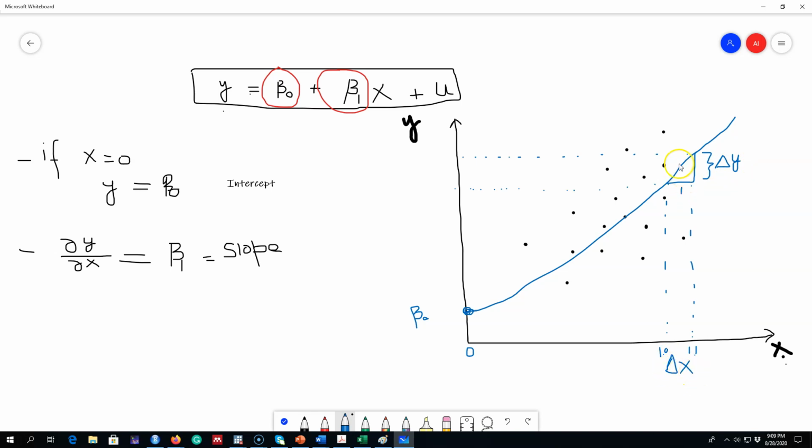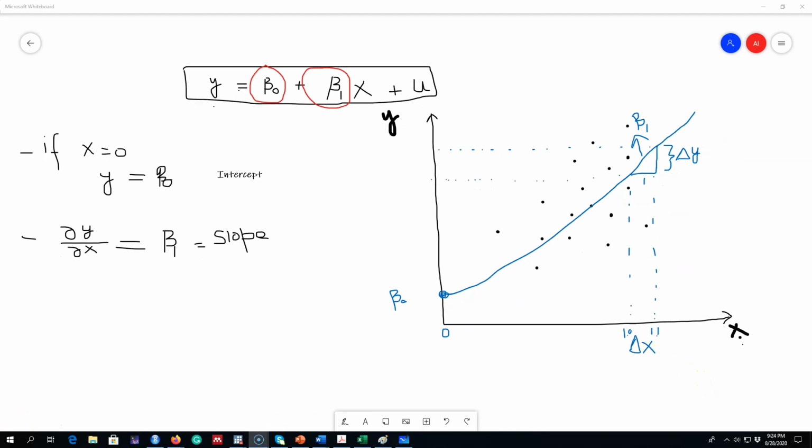And how much is this change? This slope will show us what this change is. So that is why this is called a slope parameter. This beta 1 parameter will show us the change in y, which will be caused by a 1 unit change in x. So this was a graphical representation of a linear relationship between two variables, x and y.